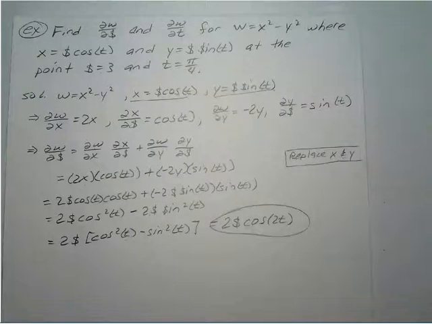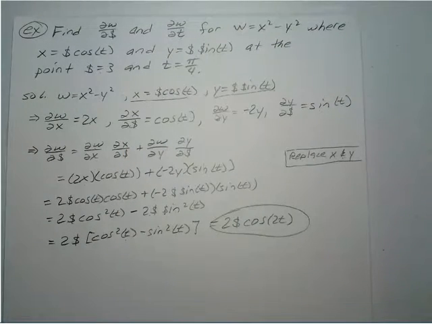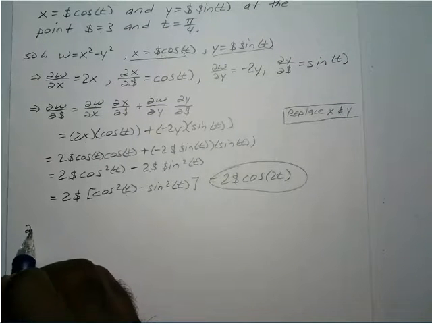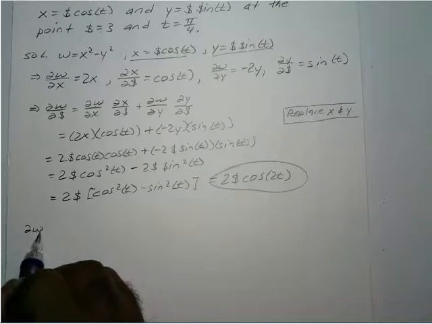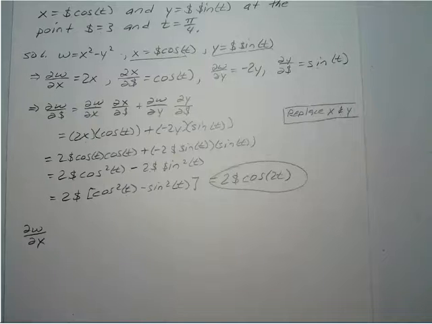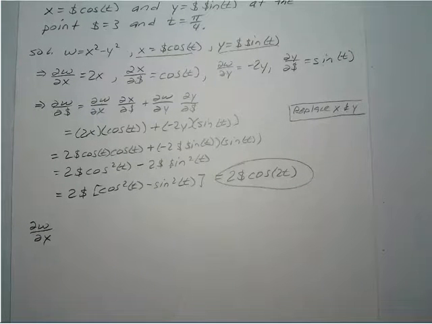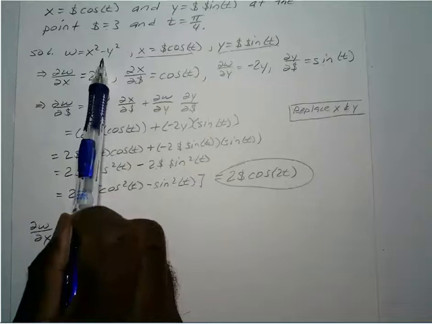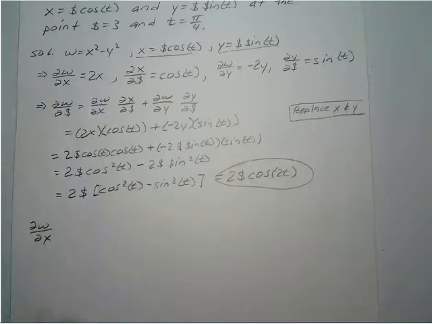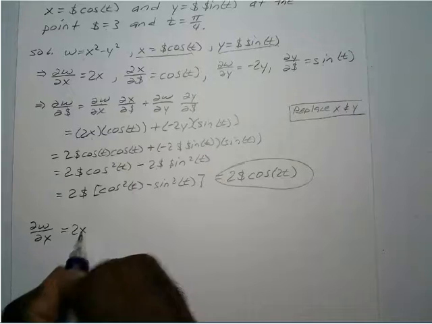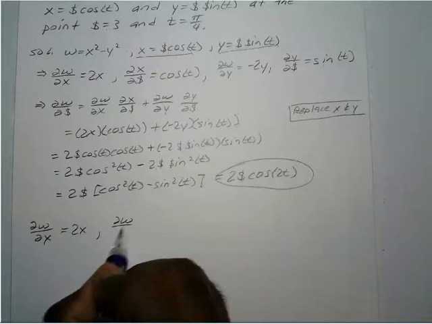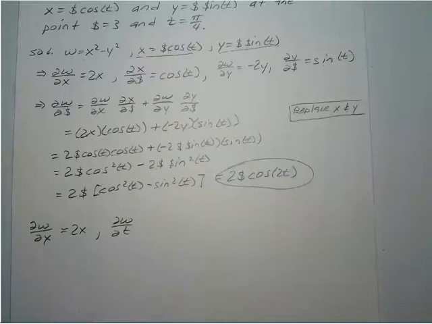All right, now we're going to go for our partial of w with respect to t. Okay, so we need our partial of w with respect to x. Again, our w is x squared minus y squared. Actually, we did that one already, so we can just use that again. But now we just need our partial of w with respect to t.